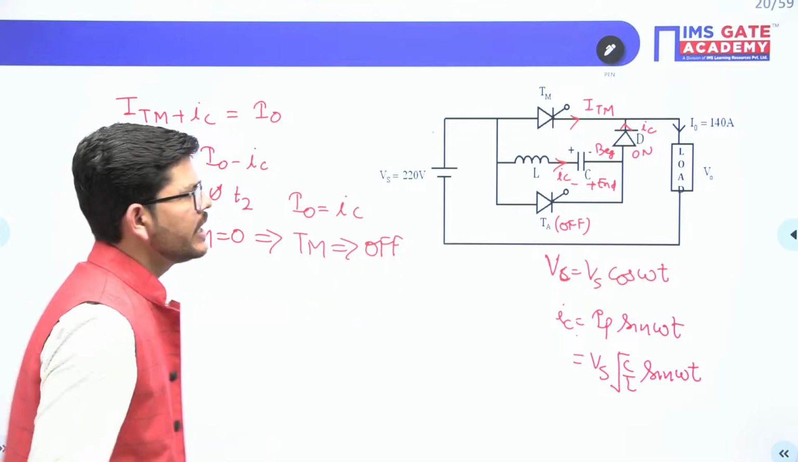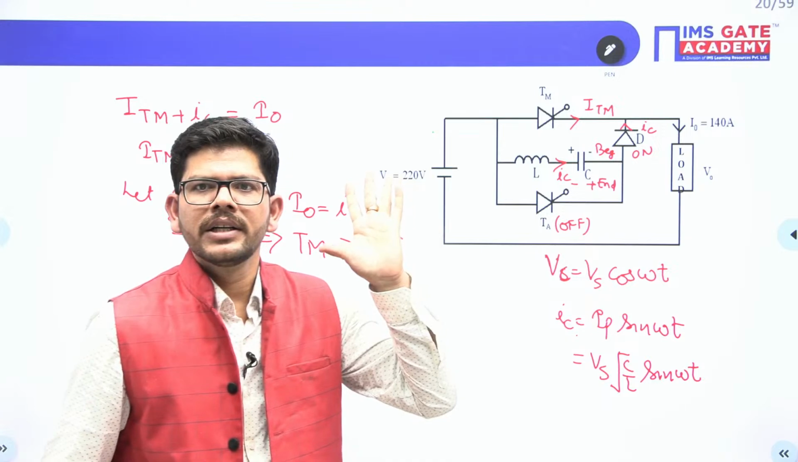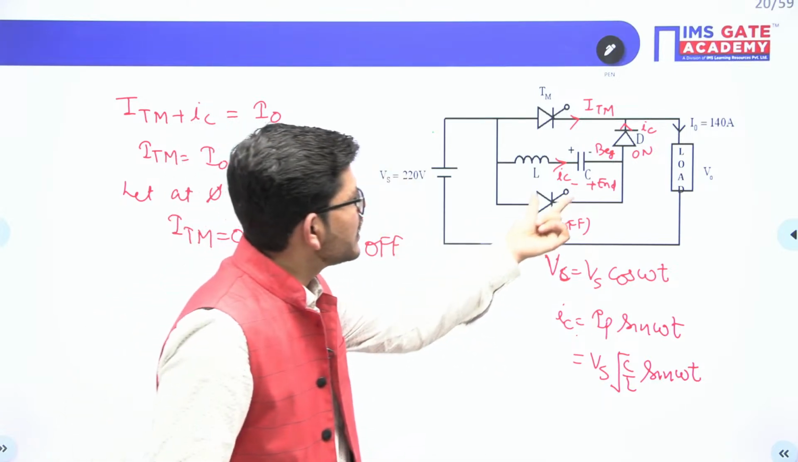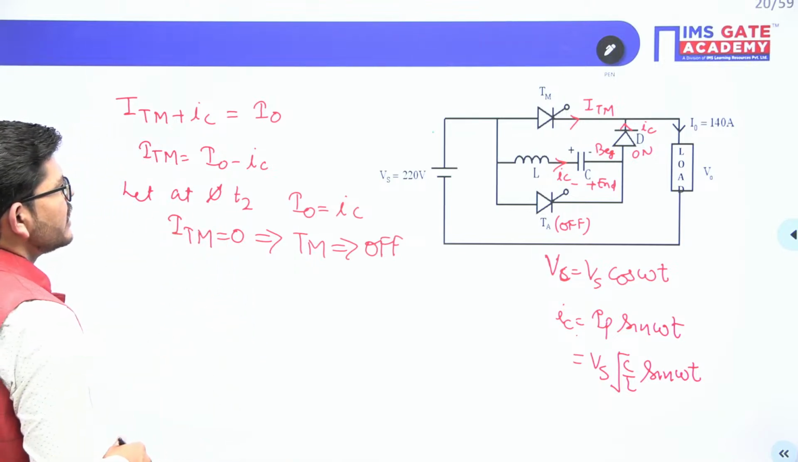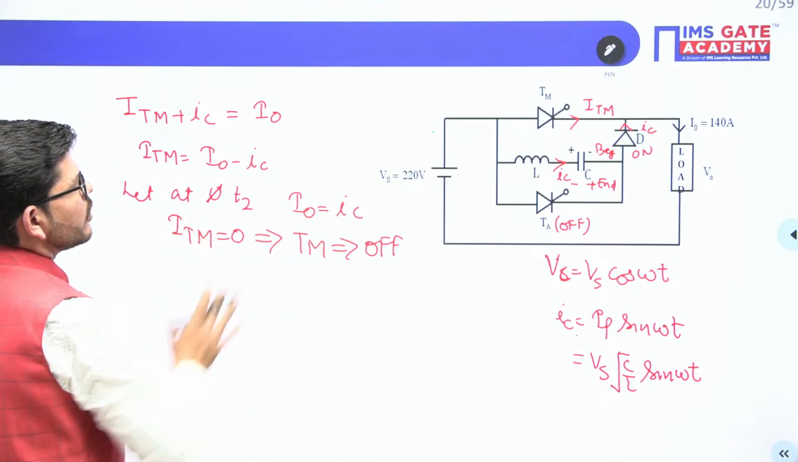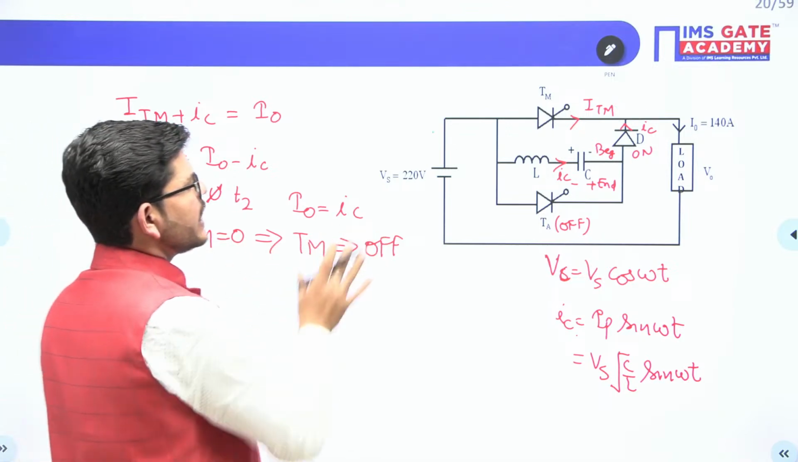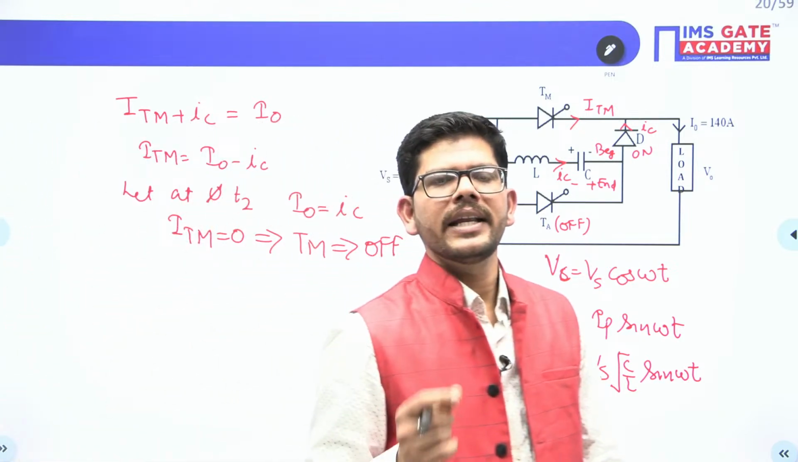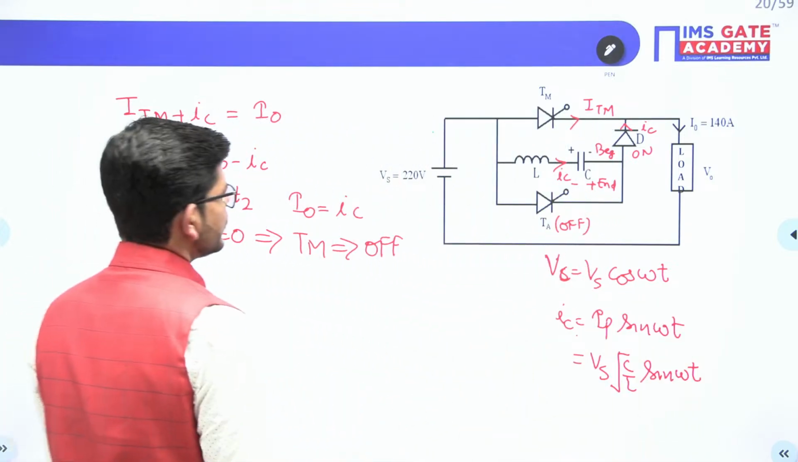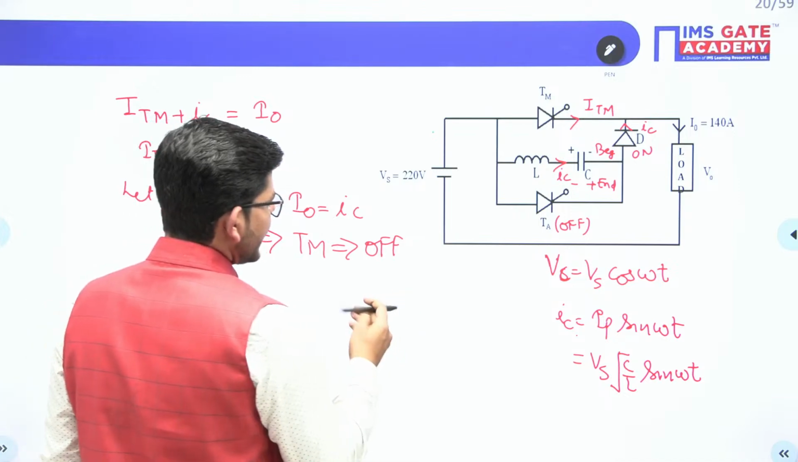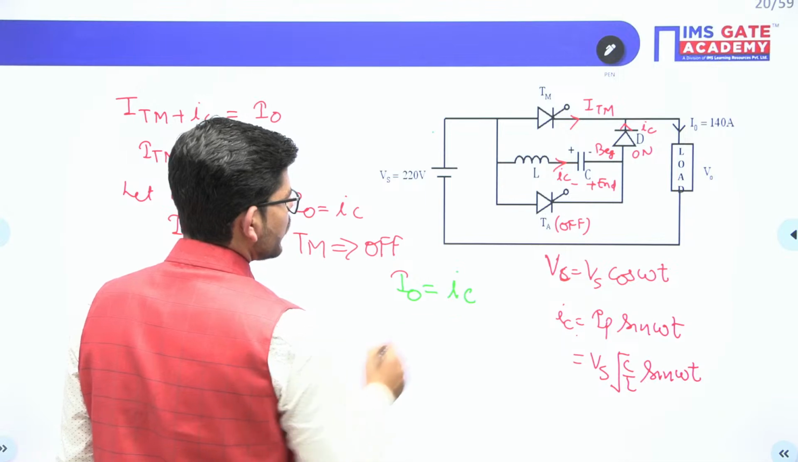And you can see here the capacitor is applying a reverse voltage across it, isn't it? The capacitor is applying a reverse voltage across it. So this is the instant. At the instant T2, I naught equals IC and then ITM equals 0, and that is the moment where you will get the thyristor TM turning off. Now what will be that instant? During that instant, guys, what you have? You have I naught getting equal to IC.